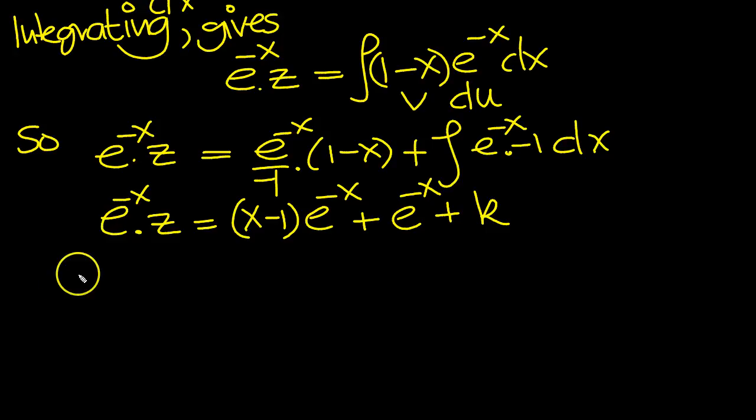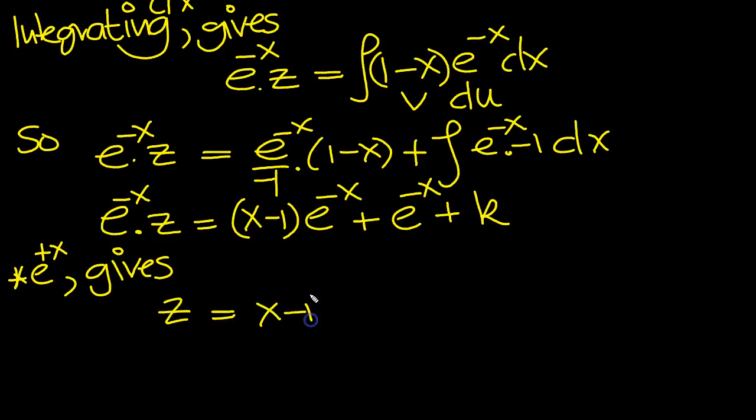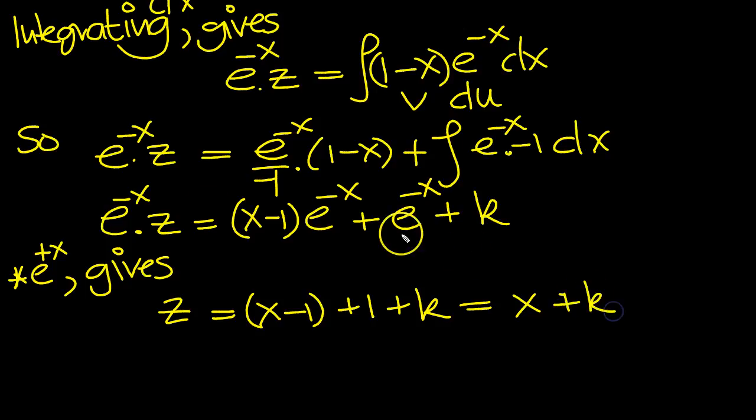So what do we get then? Multiplying all the way through now by e to the x, that will be z. This will be x minus 1. And this will be plus 1 plus k. That's equal to x minus 1 times plus 1, which is just x, plus k. The only thing I did forget was this is now e to the minus x. E to the x goes here, doesn't it? And this is an e to the x.